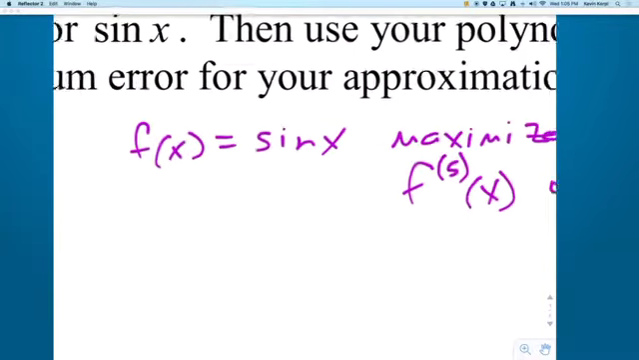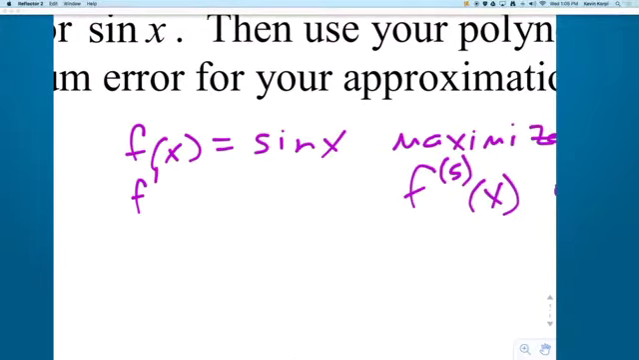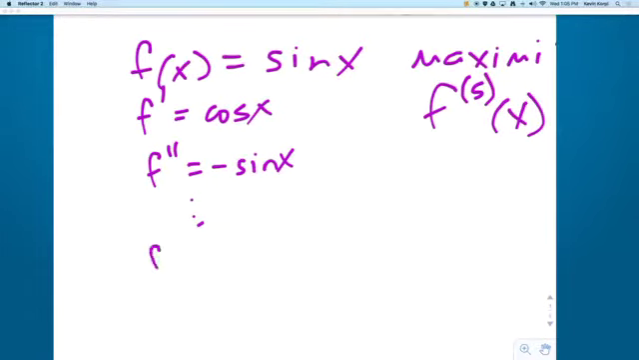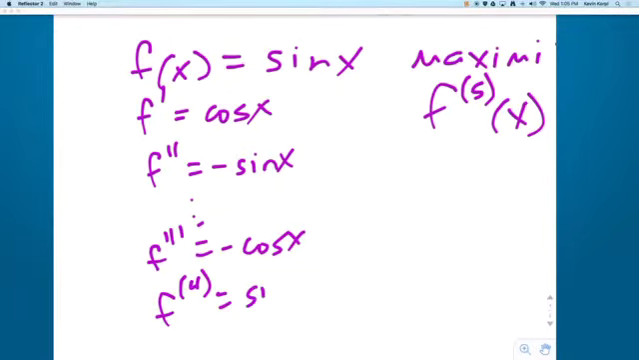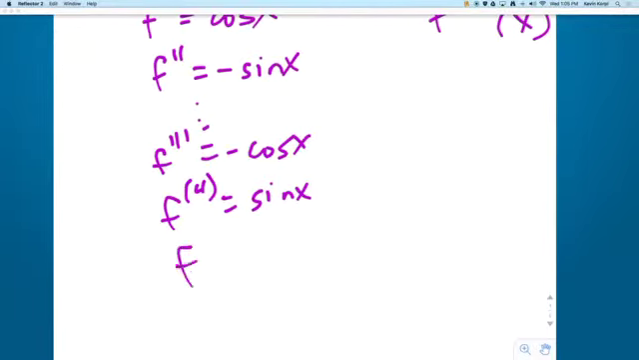Okay? Now, if we start taking derivatives to get to the 5th, you'll see that the first derivative is cosine, and the second derivative is negative sine, and you keep going all the way to the 5th. But, well, do we know what it's going to be? Let's go all the way there. We get negative cosine, and then the 4th derivative is back to sine, and then finally the 5th derivative is cosine.